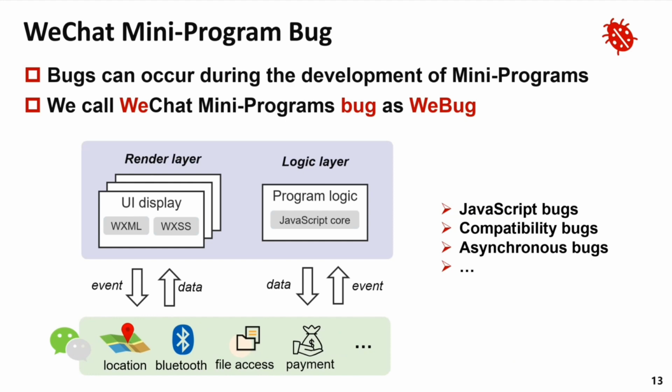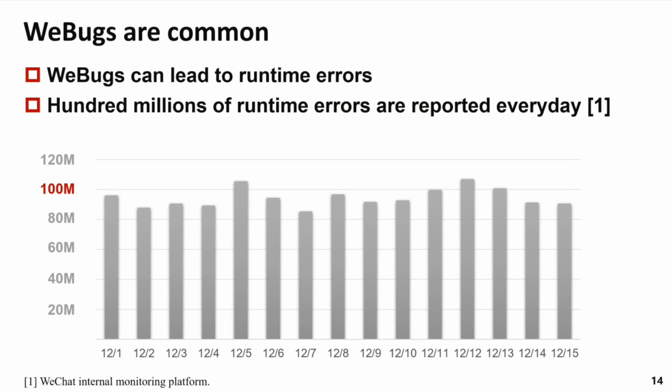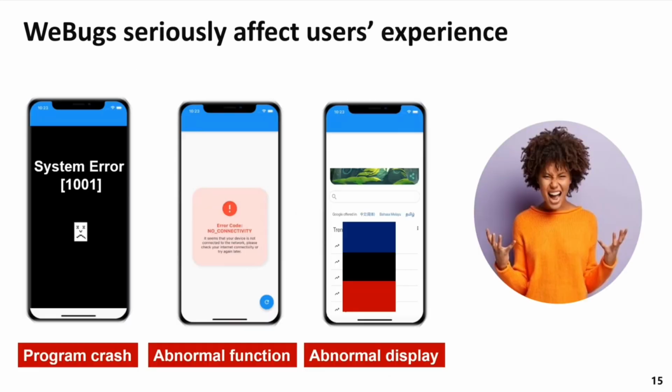However, bugs can occur during the development of WeChat mini programs, such as JavaScript bugs, compatibility bugs, and synchronization bugs. For convenience, we call a WeChat mini program bug a WeBug. WeBugs can lead to runtime errors, and hundreds of millions of runtime errors are reported on the WeChat internal monitoring platform every day. This indicates a large number of potential WeBugs.